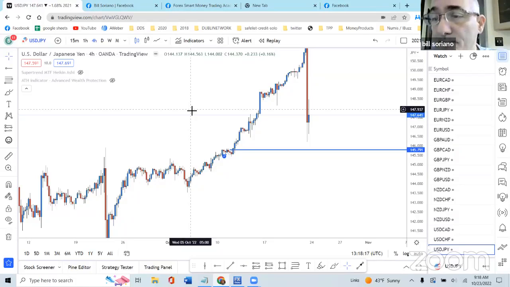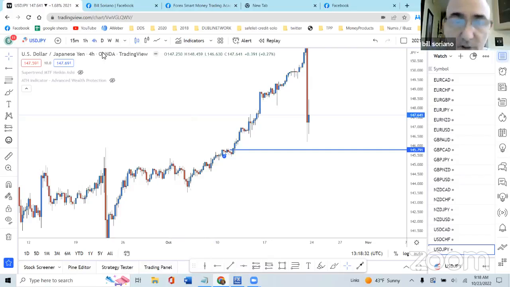That's our area of interest, and that's what we're looking for price to move into. It's a logical area that we're looking for price to move into and then react so that we could take a trade and make money.